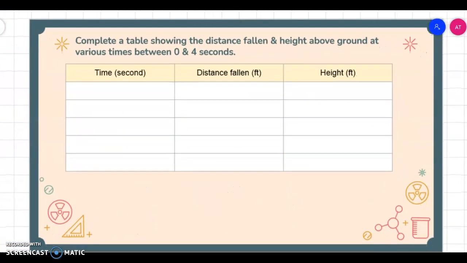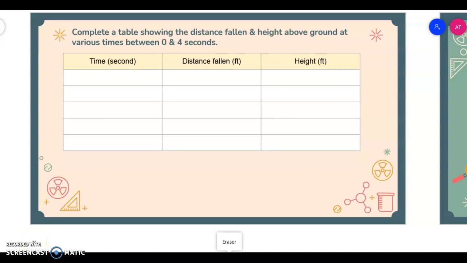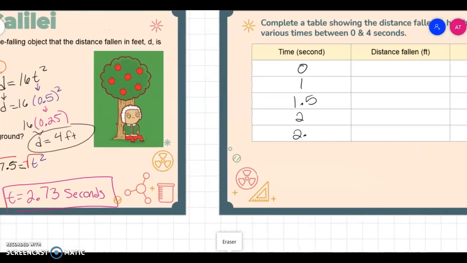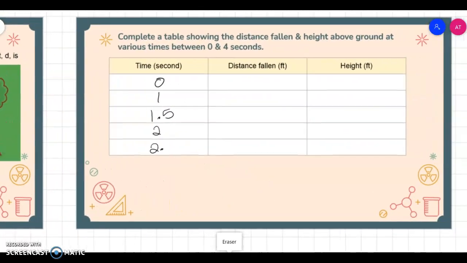But let's see. We're going to choose points at various times between 0 and 4 seconds. I want to choose 0. Let's choose 1, 1.5. Let's do 2. Actually, let's do 2 point something, because I already know it's going to hit the ground at 2.73 seconds. So let's do 2.5. Why not? Let's see how high it is above the ground.